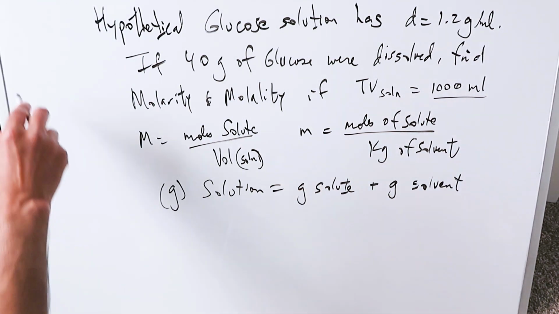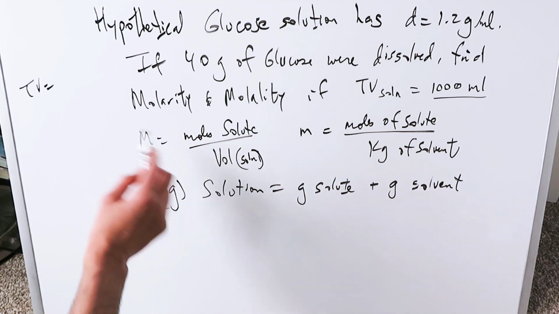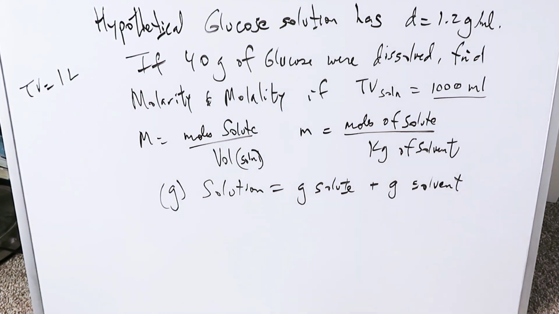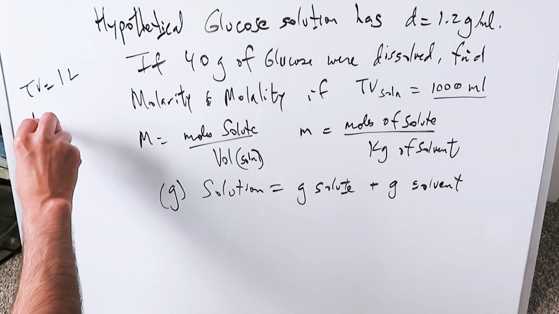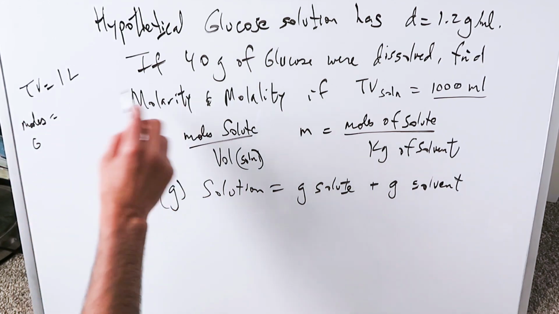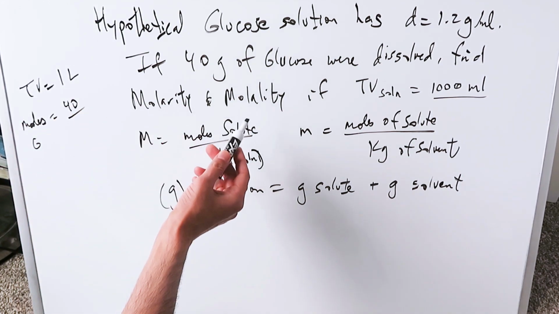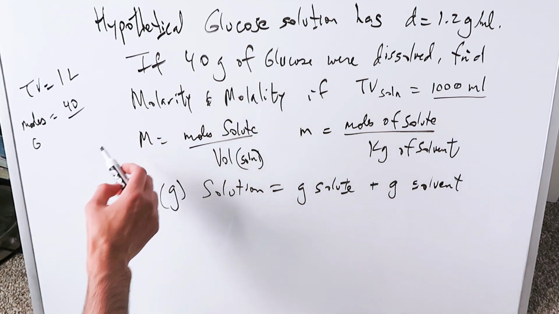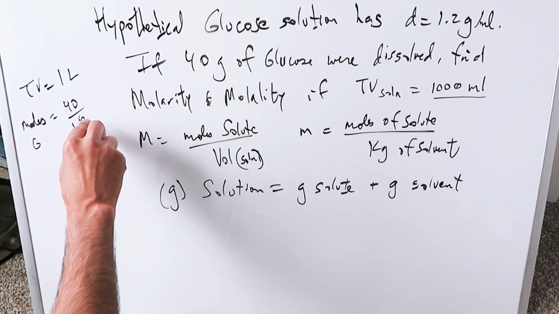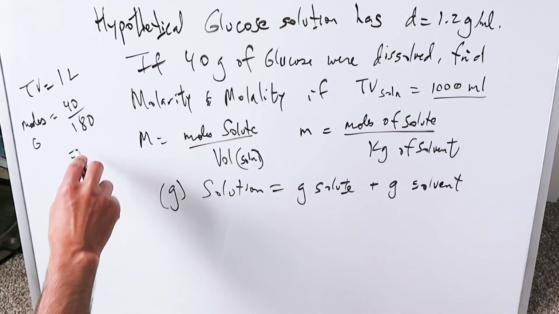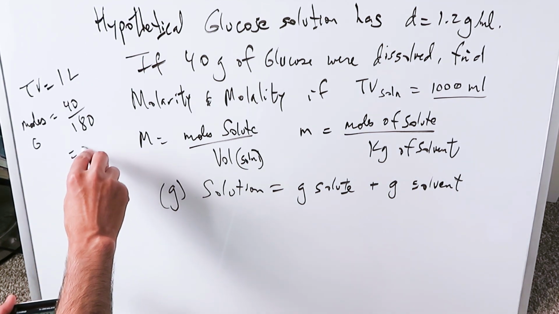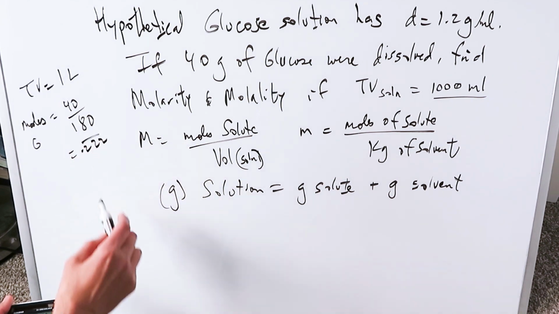We have here a total volume equal to 1000 milliliters, which is 1 liter of solution. We have 40 grams of glucose. What's our moles of glucose? Well, we know it's 40 grams. We know that the molar mass of glucose is 180. Divide them, 40 divided by 180. You get here 0.2222 repeating.